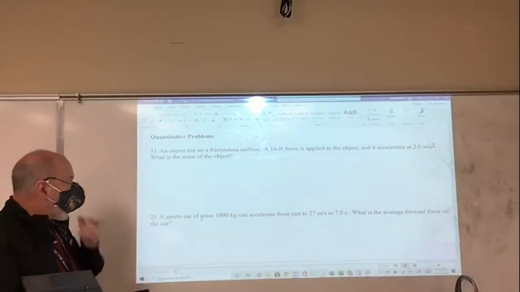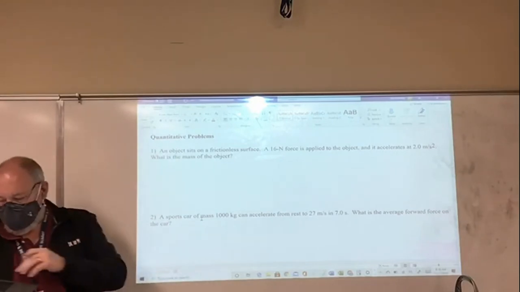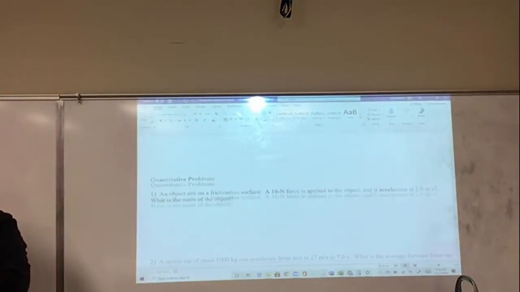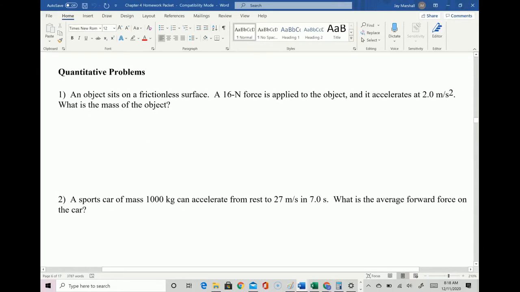Okay, so go to the quantitative problems. I forget which page that's on. Page 5. I don't think I have page numbers on the bottoms, do I? That's after all the multiple choice ones. So just go to the quantitative problems.